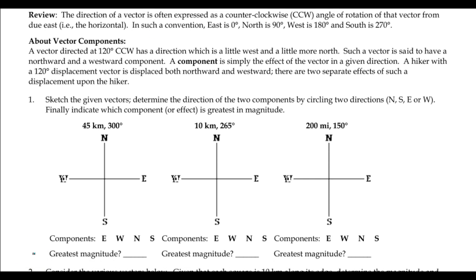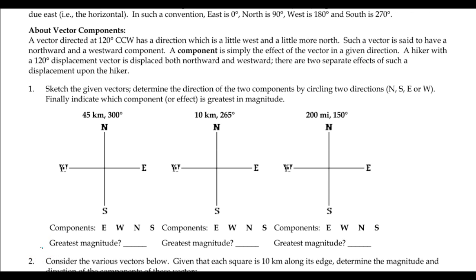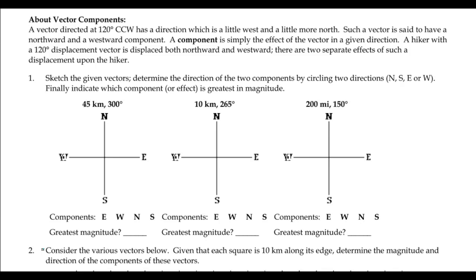Okay, so about vector components. If a vector was directed at 120 CCW, that would be in quadrant number 2. That means that part of it would be going left or west, and part of it would be going north or up the page. We can figure out how much each way by using a couple of different methods. Now, in this first one, we're just going to sketch the general direction of the vector and determine what type of components and which component would have the larger magnitude.